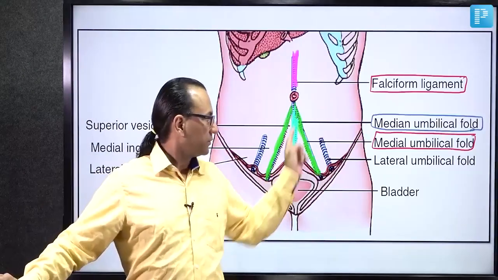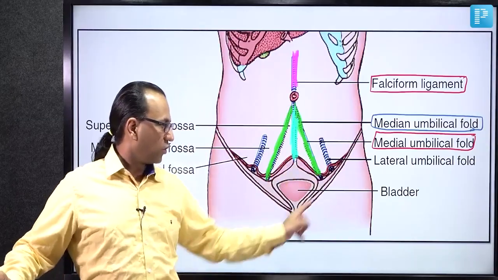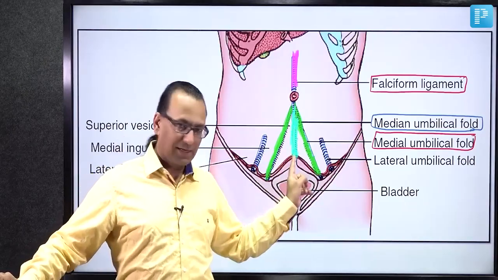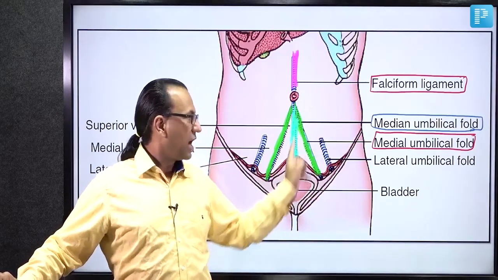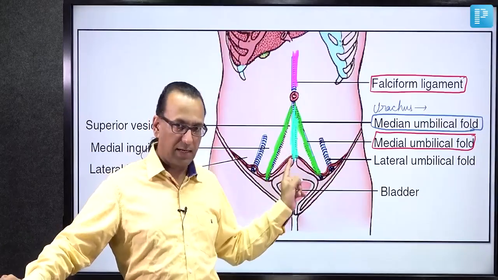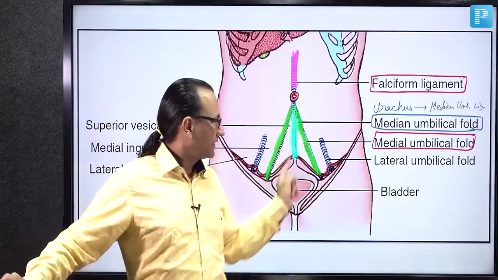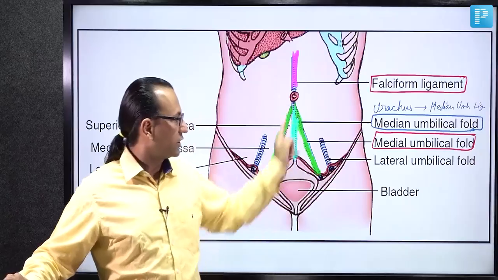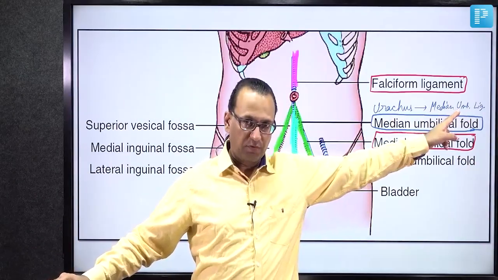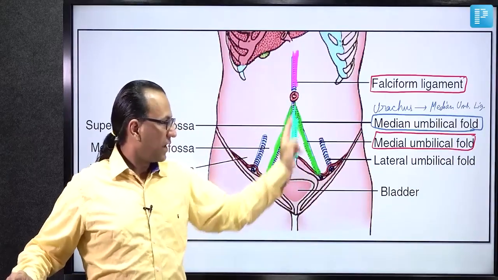Now, what is the median umbilical ligament for? You can notice that it is attaching to the apex of the urinary bladder here. In fetal life, it was called the allantois, and later it becomes the urachus in the adult. That urachus forms a ligament in the midline, which is called the median umbilical ligament. And that allantois, which is now the urachus, which is now the median umbilical ligament, is covered by a peritoneal fold called the median umbilical fold, which you can see here.